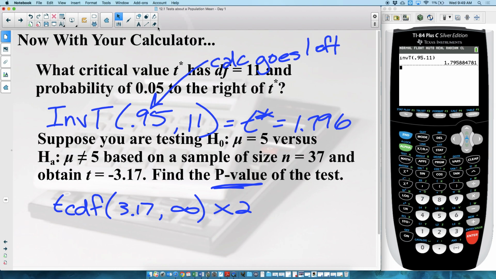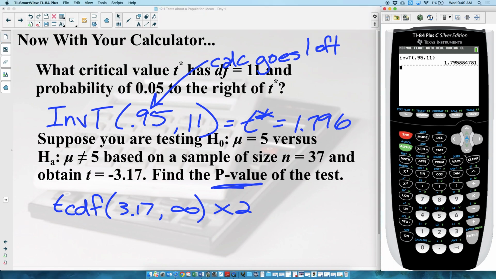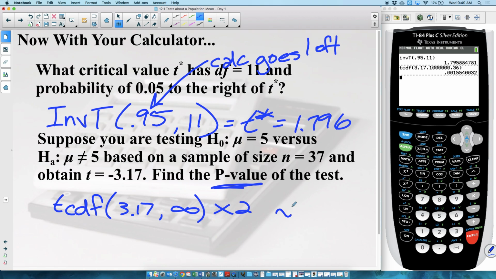Okay, so let me see what I got. If I do my second vars, tcdf is number 6, from positive 3.17 up to a million, degrees of freedom 36. And I get 0.002 about. And then I have to double that.